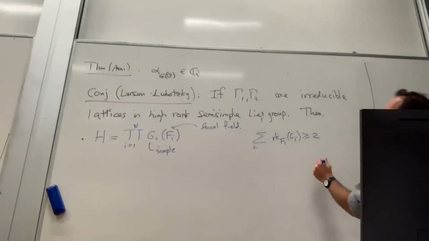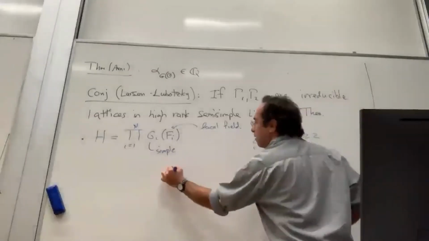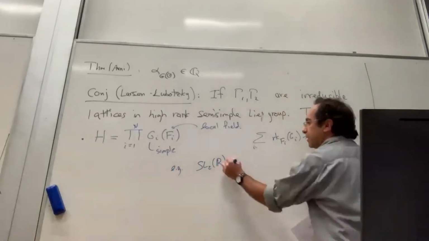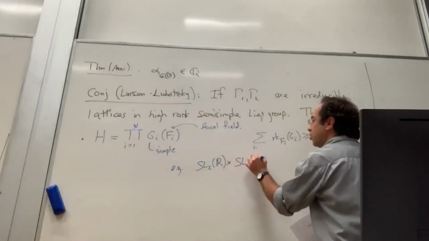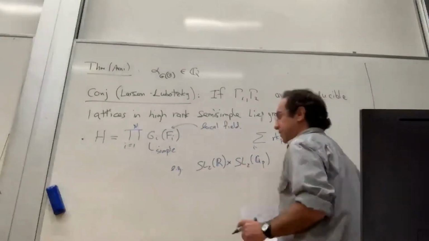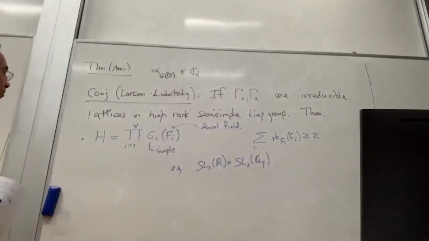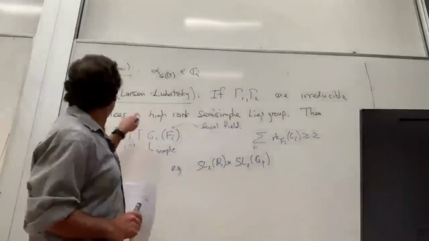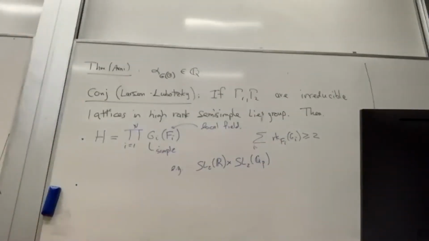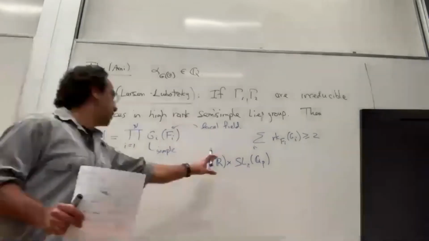So, for example, SL2(R) is not good enough, but SL2(R) times SL2(Q_p) is already a good example. The second thing I want to explain is irreducible lattices. So they have to take different local fields? They don't need to be different. They could be the same.